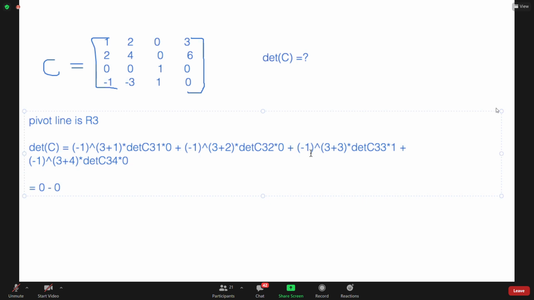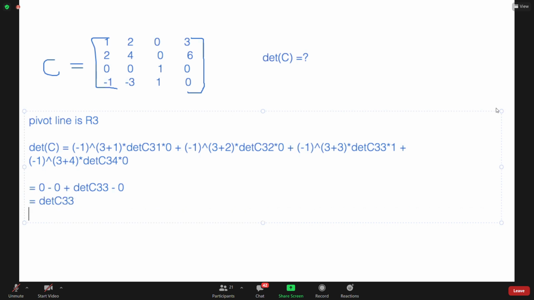Next one, -1 to the position 3 plus 3 will be -1 to the 6th, which is a 1, multiplied by the determinant of C33 multiplied by 1 will remain determinant of the position C33. Plus -1 to the power of 7 is -1, so I have a minus. Determinant of the position C34 multiplied by 0 will remain a 0. Therefore, what I actually have to calculate is determinant of the position C33.